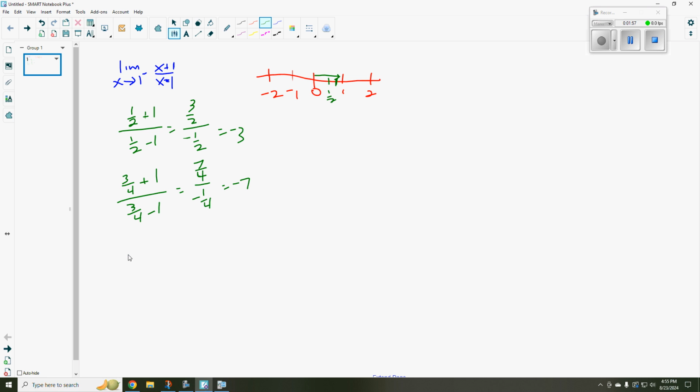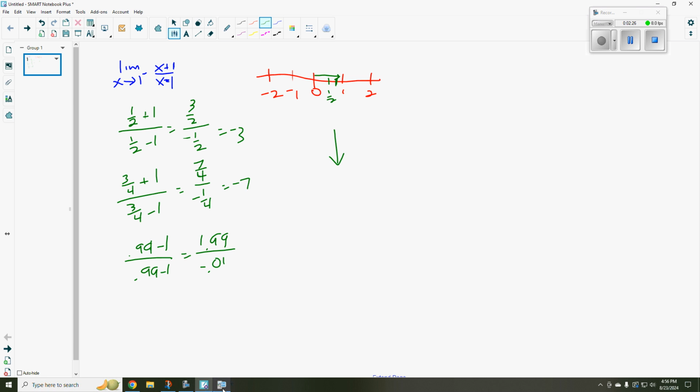So if it was 0.99 plus 1 divided by 0.99 minus 1, I can see I'm almost at 2, 1.99, but now I'm dividing it by a very small number, -0.01. So I can see that I would be getting closer and closer to negative infinity. I'd be going down quite a bit. So my limit here would be down.